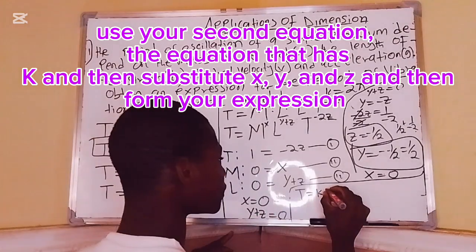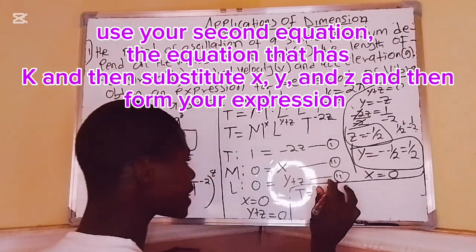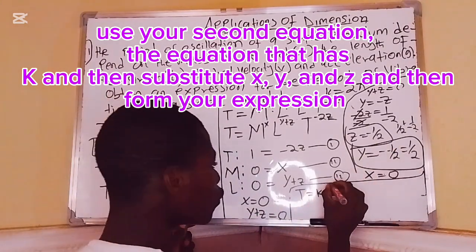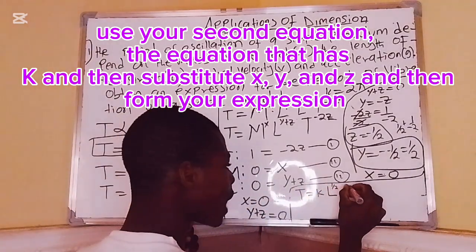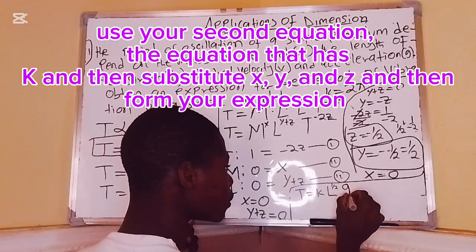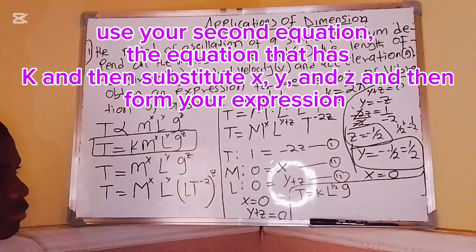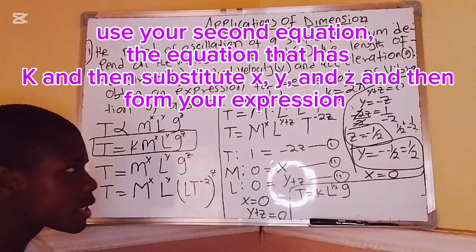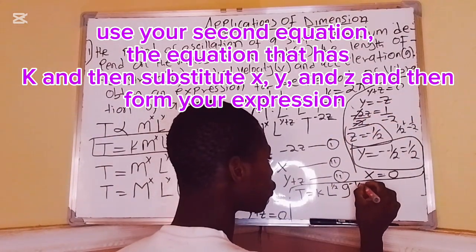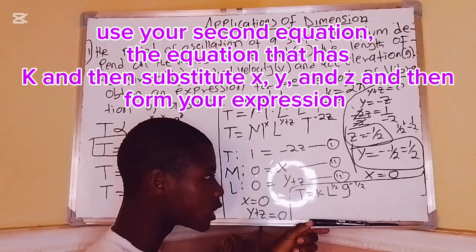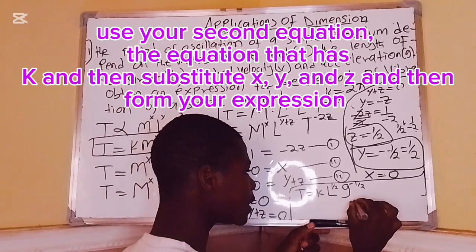So what of L? L has the value of y. What is the value of y? Which is positive a half. And therefore, what is the value of g? The value of g is the power of z. The power of z should now be negative 1 over 2. So therefore, the expression should now be t.